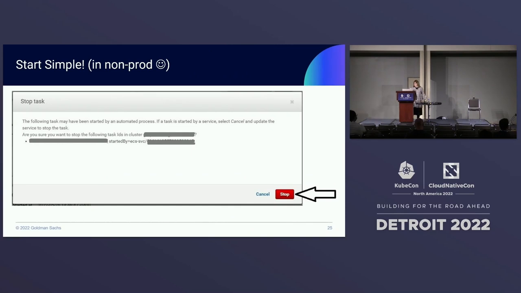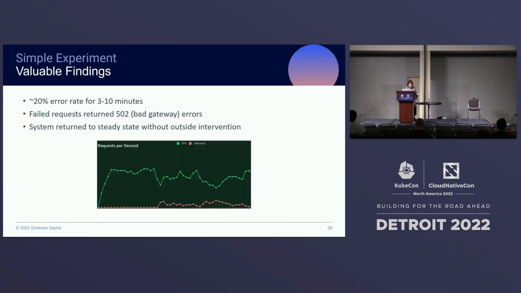So when I talk about starting simple, this is what I mean. There might be amazing tools out there that you might want to use soon or eventually to do this in an automated fashion. But when you're starting, start simple, even in non-prod. You can go to the console or run a simple API command on the AWS CLI and just stop a task. And what you learn from that is actually huge. You'll see we learned a lot just from doing that once. So, simple experiment, valuable findings.